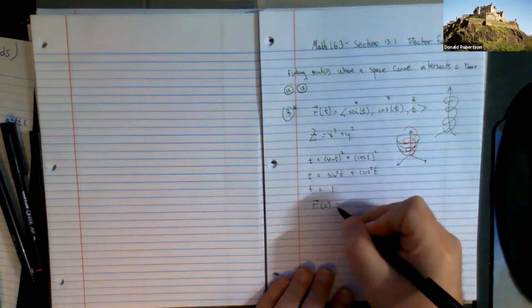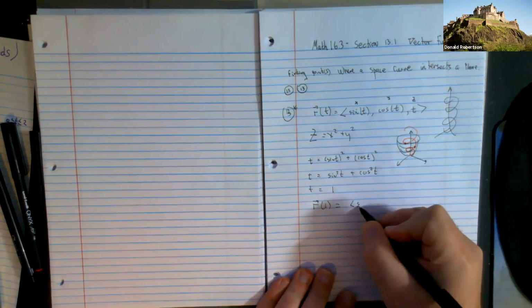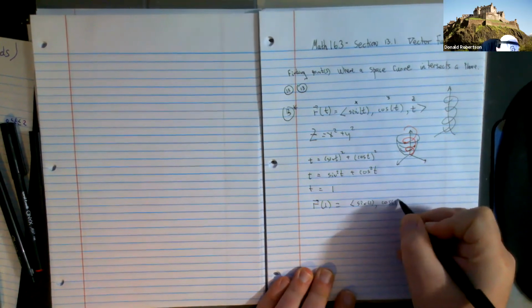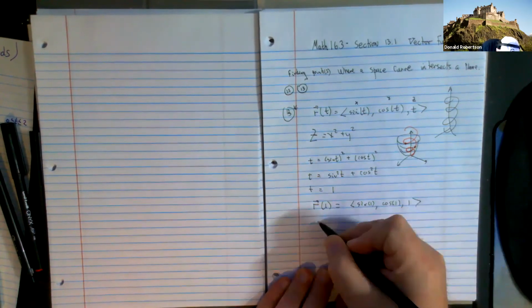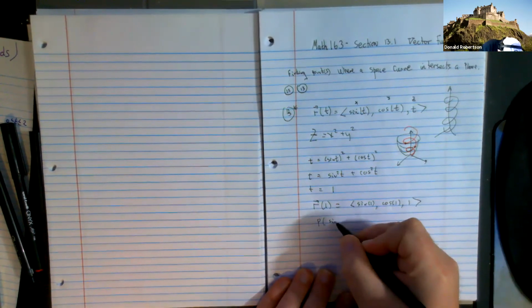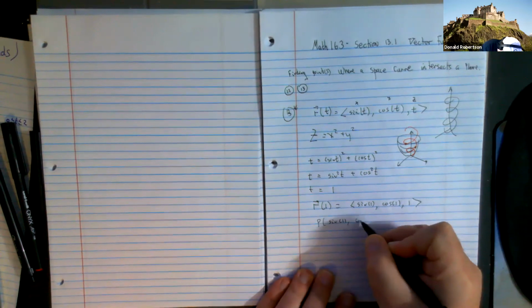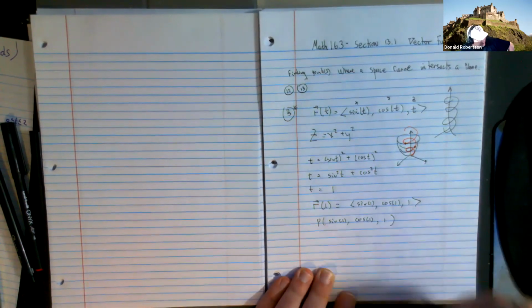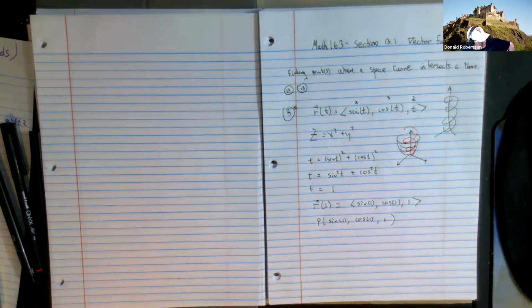All I do is plug in 1 into the space curve, and it becomes the sine of 1, the cosine of 1, 1, which as a coordinate, because this is called a position vector, would be this point here. And that is it.